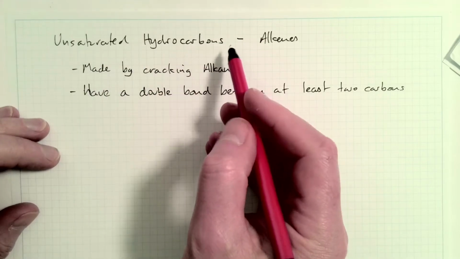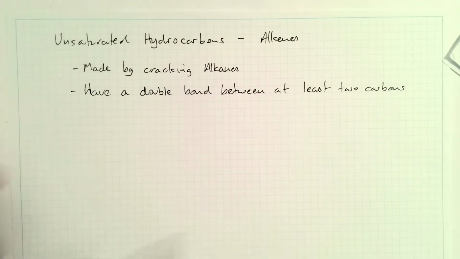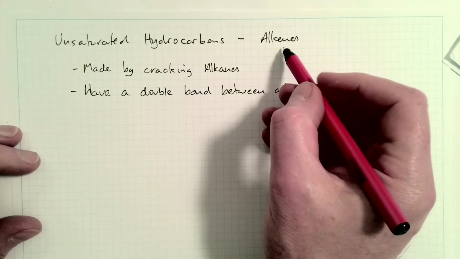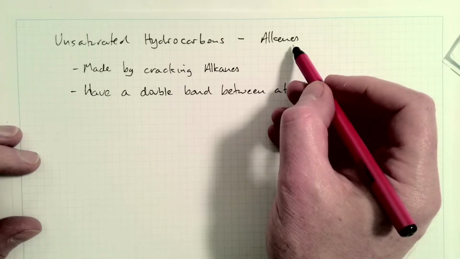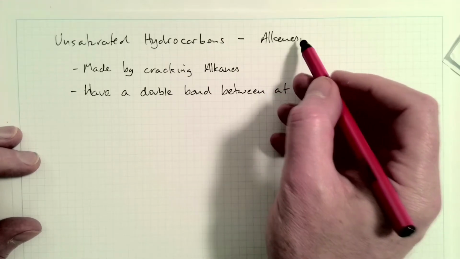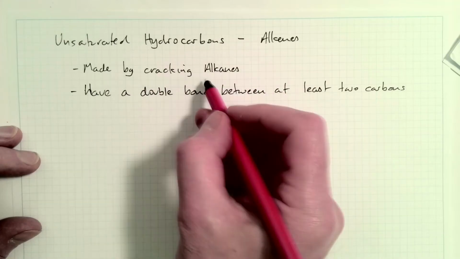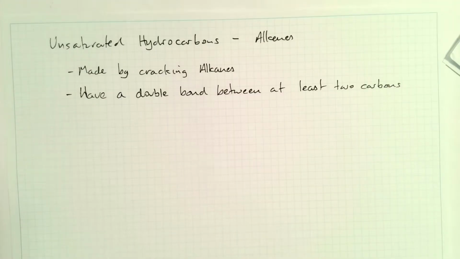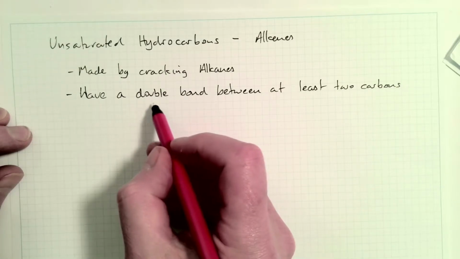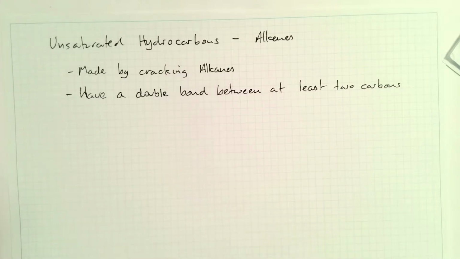Unsaturated hydrocarbons. They're unsaturated because you can break those double bonds apart and squeeze more atoms into the molecule. We're looking today at the alkenes, A-L-K-E-N-E-S. They're made by cracking alkanes. Alkanes you can get in very large sizes, and you break them all up by cracking them. That's a process. You can look it up if you wish.